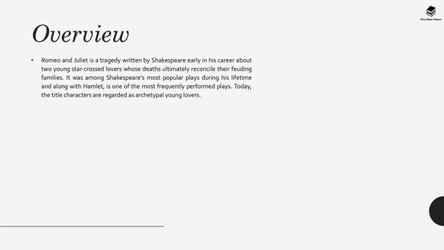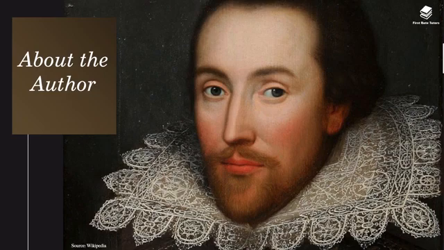Now, Romeo and Juliet is a tragedy written by Shakespeare early in his career about two young star-crossed lovers whose death ultimately reconciled their feuding families. It was among Shakespeare's most popular plays during his lifetime, along with Hamlet, and it's one of his most frequently performed plays. Today, the main characters are regarded as archetypal young lovers.